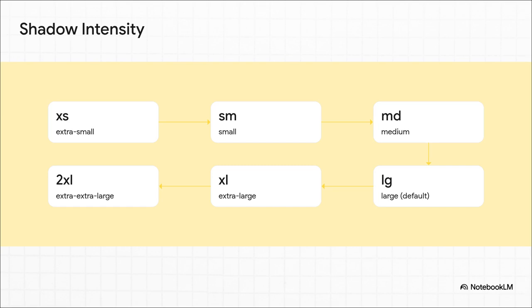And it's not just shine, you also get this amazing fine-grained control over the depth using the shadow property. You've got 6 different levels to play with. You can go with XS for just a really subtle lift off the page, or you can go all the way to 2XL for this super dramatic shadow that makes the element look like it's literally floating. The default is large, and honestly, that's a fantastic starting point.